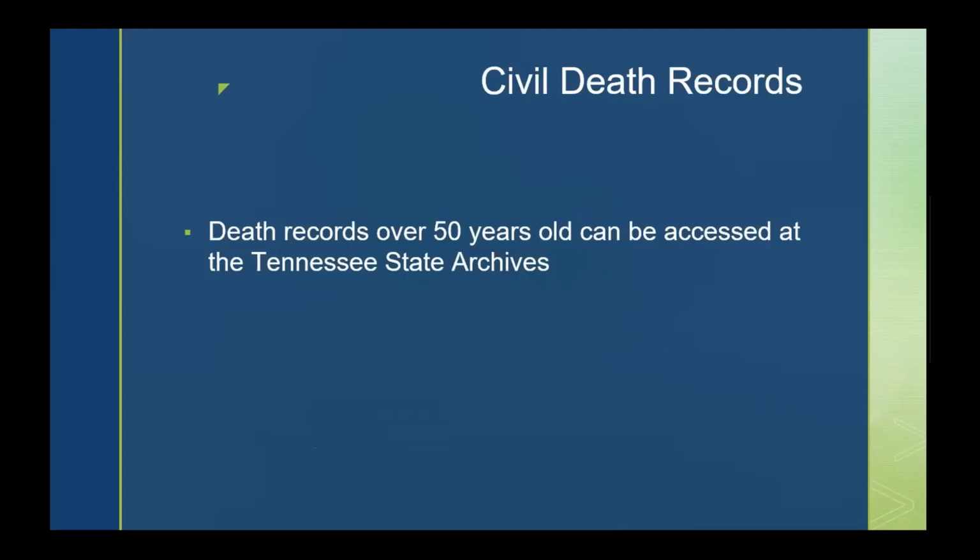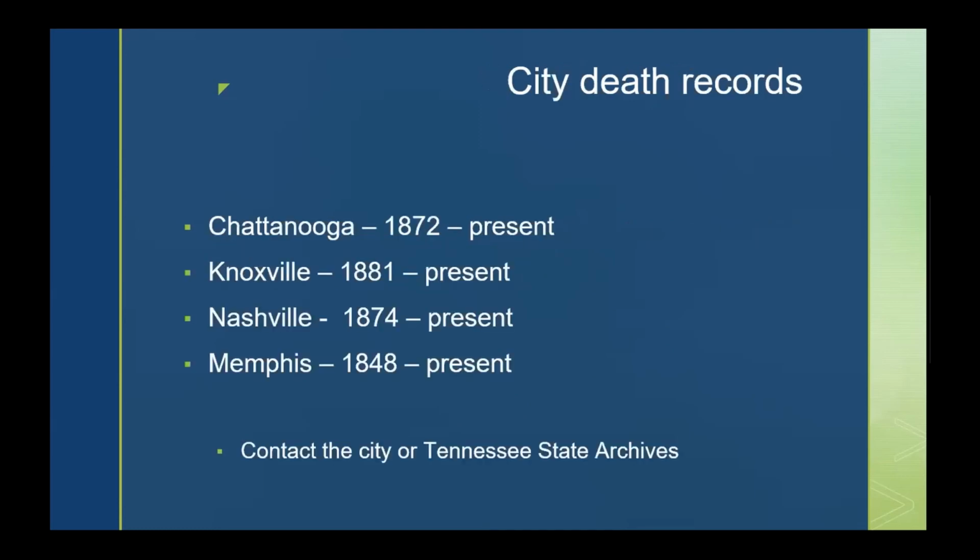The death records that are over 50 years old can be accessed at the Tennessee State Archives, and some of them are also online. The cities again, so some of the cities were keeping the death records earlier, and you can see Memphis is way earlier, 1848. So you want to contact the city for those early ones or the Tennessee State Archives, and I think most of those have been put online.